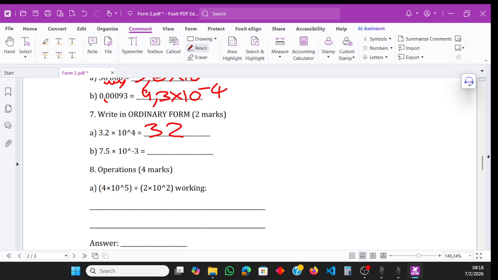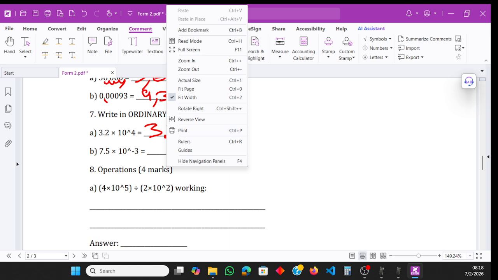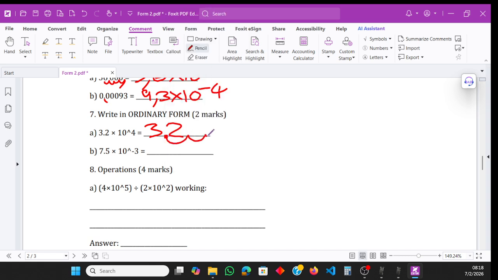Now I'm checking if my comma was here, I want it to move 4 steps. So it's 1, 2, 3, 4. But where I don't have figures, I'm going to put zeros. So in essence, it's 32,000.